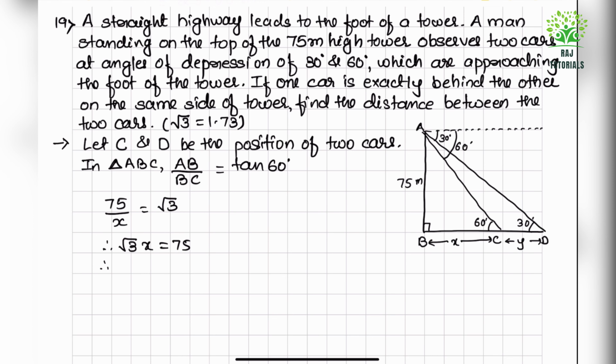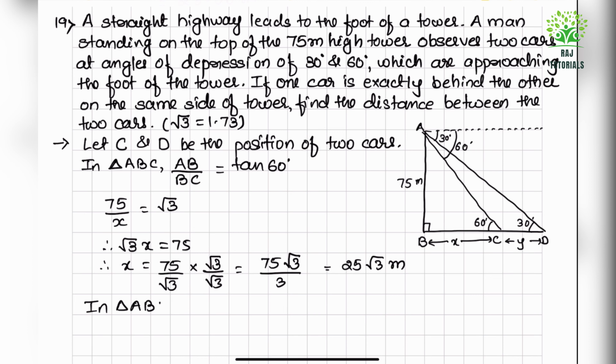So rationalizing, I will get x as 75 by root 3, which I rationalize, so I will get root 3 upon root 3. So I will get 75 root 3 by 3. So that will be equal to 25 root 3 meter.